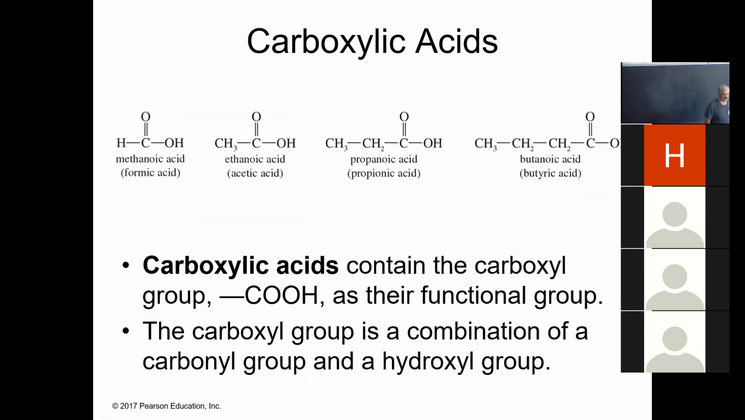Carboxylic acids have this structural feature. They have both a carbonyl and a hydroxyl group on the same carbon. This one might look like an aldehyde if you ignore the OH, but it is actually a carboxylic acid based on how it reacts and its properties. Notably, it's very acidic. So that one actually is a carboxylic acid.